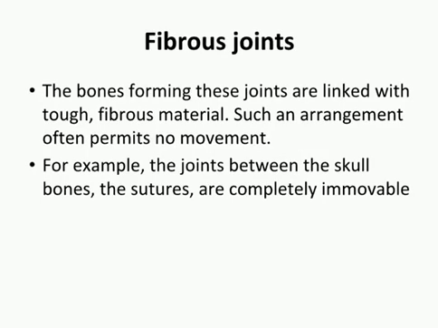Now coming to the classification of joints, there are numerous joints present in the human body. The first type of joint is the fibrous joint. The bones forming these joints are linked with tough fibrous material, and such an arrangement often permits no movement. Examples of fibrous joints include the joints between the skull bones, which are termed sutures. They are completely immovable. And the healthy tooth is cemented into the mandible by this particular joint.